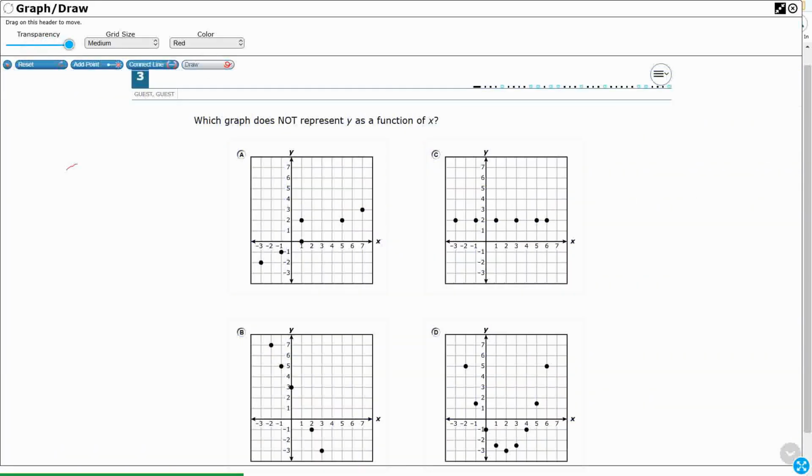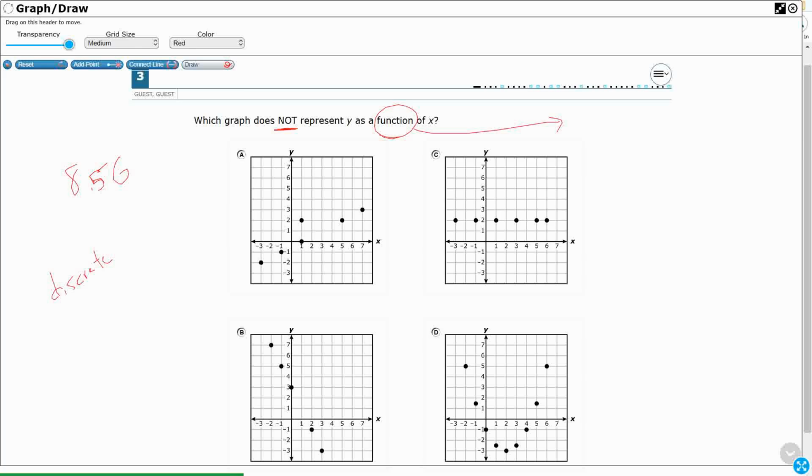8.5G, identifying functions. And we've got 4 different graphs here. And we are looking at some discrete data here. So we've got dots. We don't have continuous lines. And we're looking for the graph of these discrete data that does not represent y as a function of x. So we spend quite a bit of time in 8th grade talking about what makes a function, so we need this definition here. It's unfortunately not a part of our reference materials. If we don't know what a function is, then we're just basically guessing here.